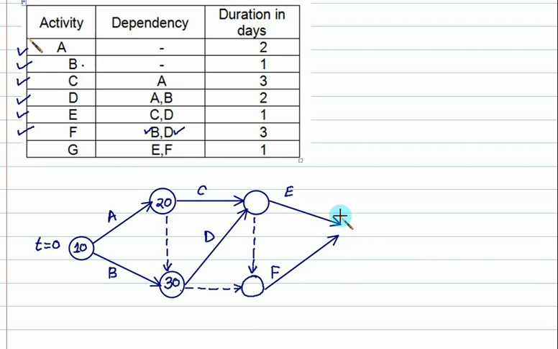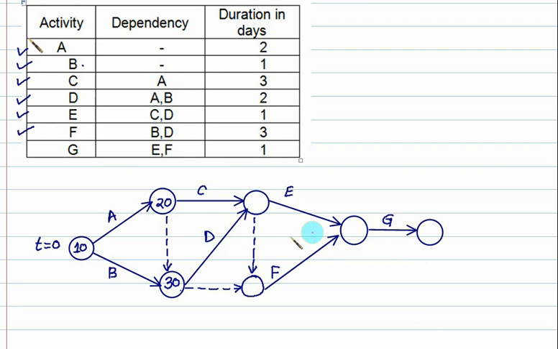I will introduce this node. As soon as I introduce this node, does it mean that E and F are completed? And now I can very well start G. So this is my last activity and this is my last node. So this one is G. So this is how the network diagram is prepared.